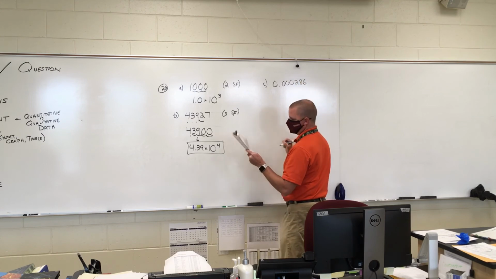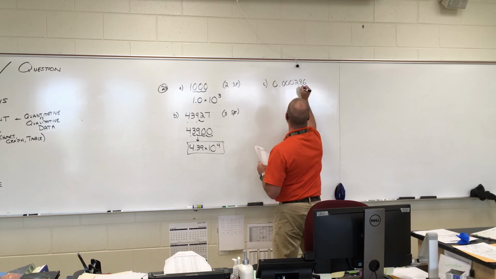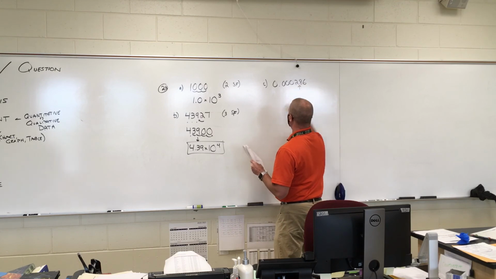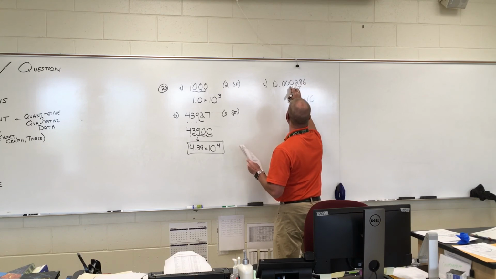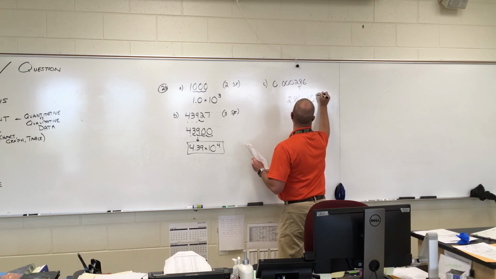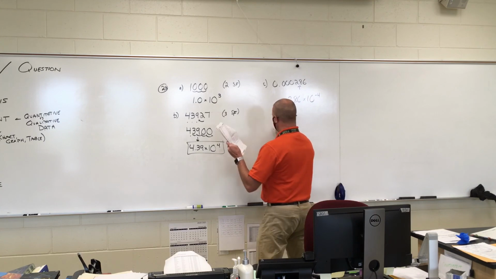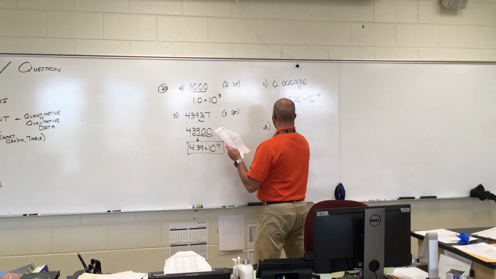Letter C, all right, it wants you to do 0.000286, right? And it wants you to do it with 3 significant figures. Well, it would be right there, wouldn't it? There's 3 sig figs already, so that's 2.86, 1, 2, 3 significant figures times 10 to the power of 1, 2, 3, negative 4.